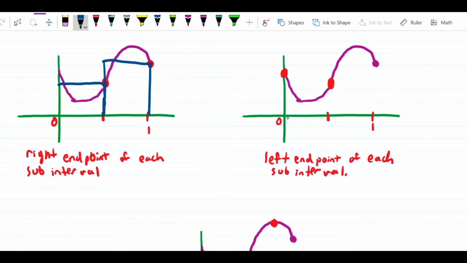Now here on the right, paradoxically, even though I've switched right and left, we're going to do the left endpoints. So here I'm choosing the height of the left endpoint of each subinterval like that, and I'll just shade these in. Okay, and these don't really have special names. These are just the right endpoint and left endpoint methods.